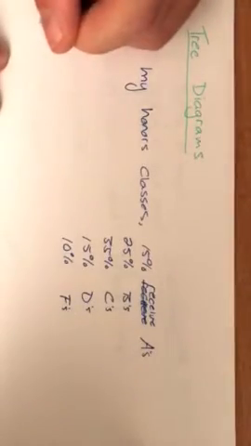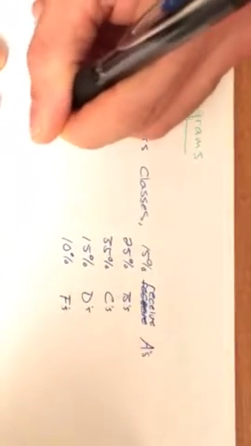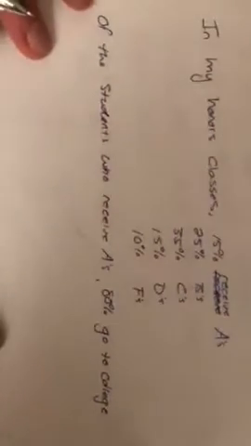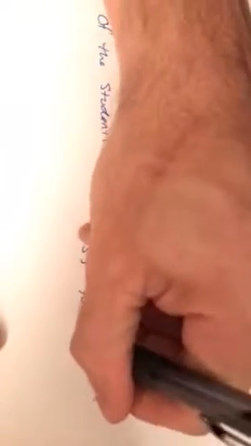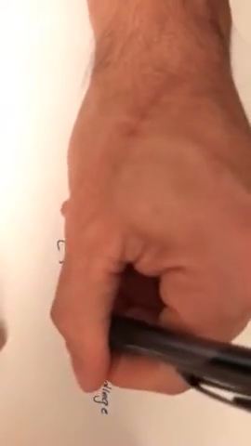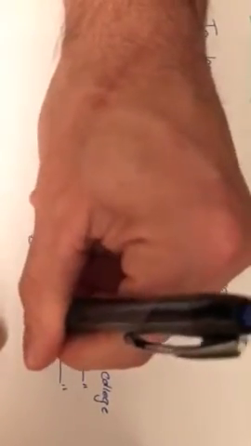Okay? And then we'll say, of the students who receive A's, and I'm just making this up, we'll say 80% go to college. All right, of the students who receive B's, we'll say 70% go to college. And then we'll go down the line. The students that get C's, we'll say 65% of those students go to college. Students who get D's, we'll say 40% of those students go to college. And the ones who fail, we'll say 23% of those students go to college.